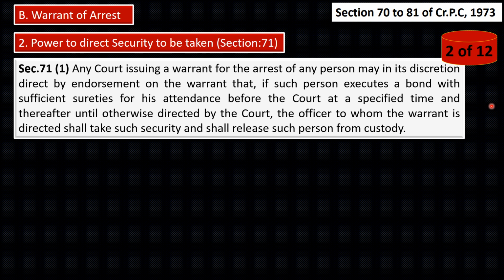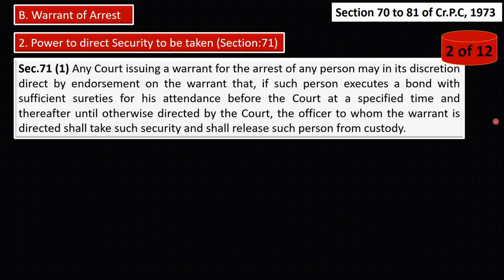So basically, subsection 1 of section 71 says this thing, that when a warrant of arrest is issued by the judicial officer, the court may, in the same warrant, give directions that if the person to be arrested is ready to give some bond and sufficient sureties for his attendance before the court at a specified time whenever the court has asked for, the officer to whom the warrant is directed shall take such security.